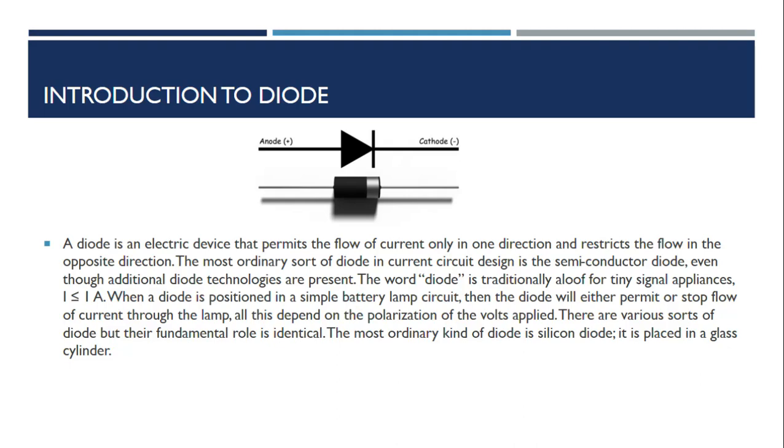When a diode is positioned in a simple battery lamp circuit, the diode will either permit or stop the flow of current through the lamp. All this depends on the polarization of the volts applied. There are various sorts of diode, but their fundamental role is identical. The most ordinary kind of diode is the silicon diode. It is placed in a glass cylinder. A diode can conduct only in one direction. We have to understand the condition of when the diode is in the on state or in the off state.